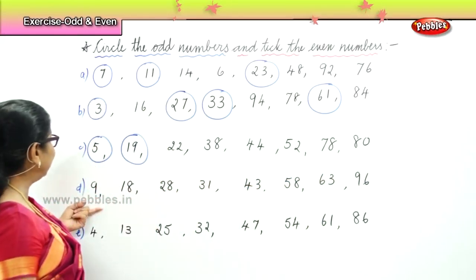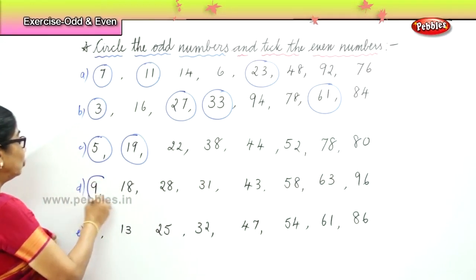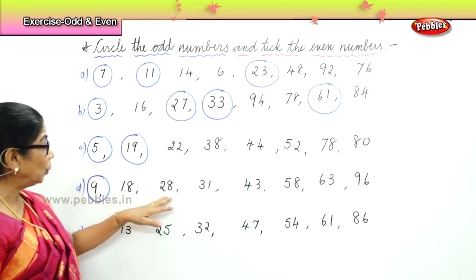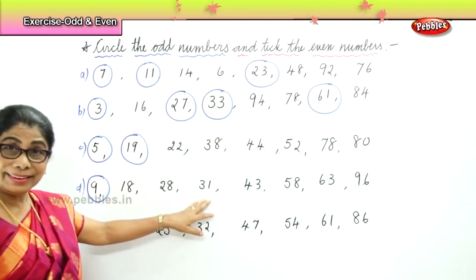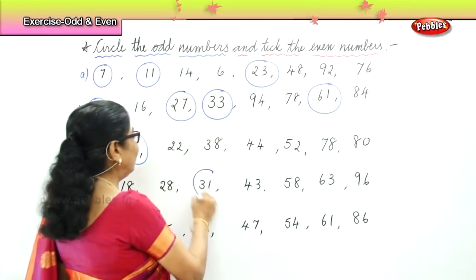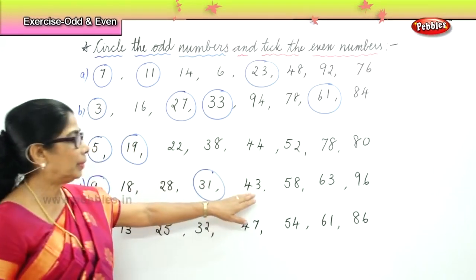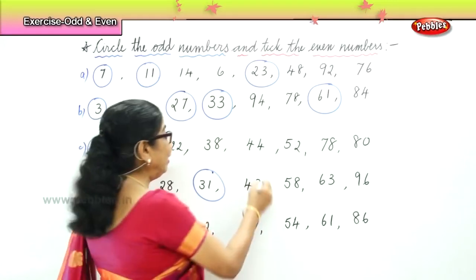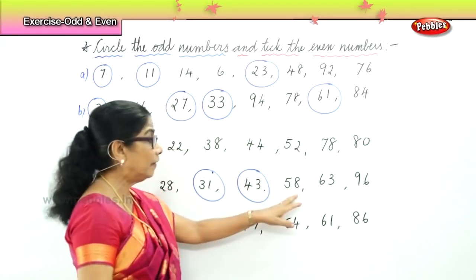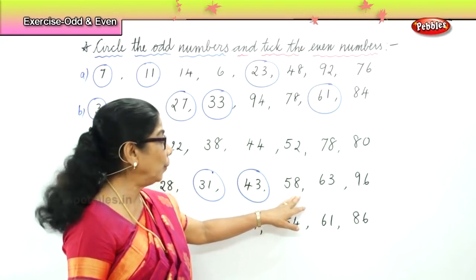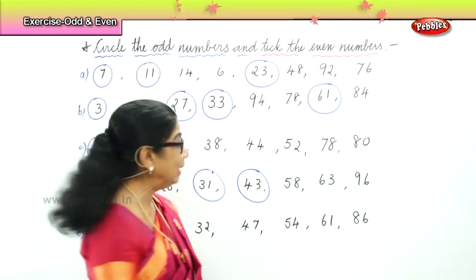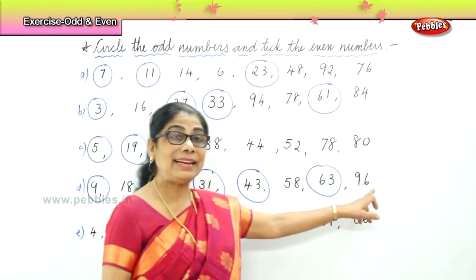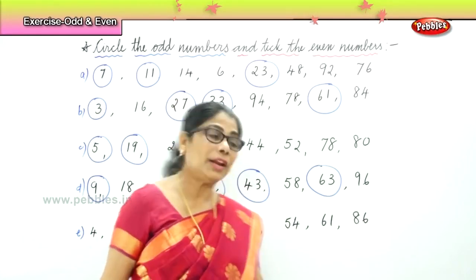Now, 9, very good. So we have 9, odd number, 18, no. 28, no. 31, yes, ending in 1, very good, odd number. Next, 43, ending in 3, very good, odd number. 58, no. 63, ending in 3, very good, it's an odd number. 96, no, ending in 6, it is not an odd number.